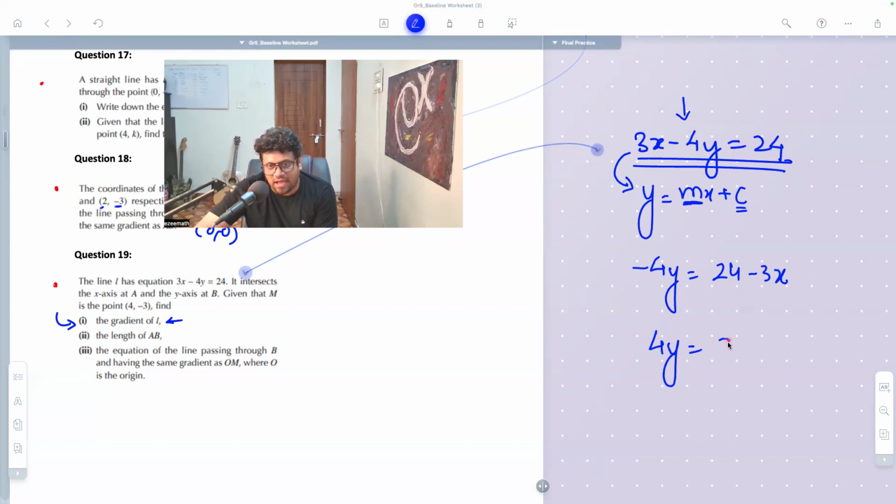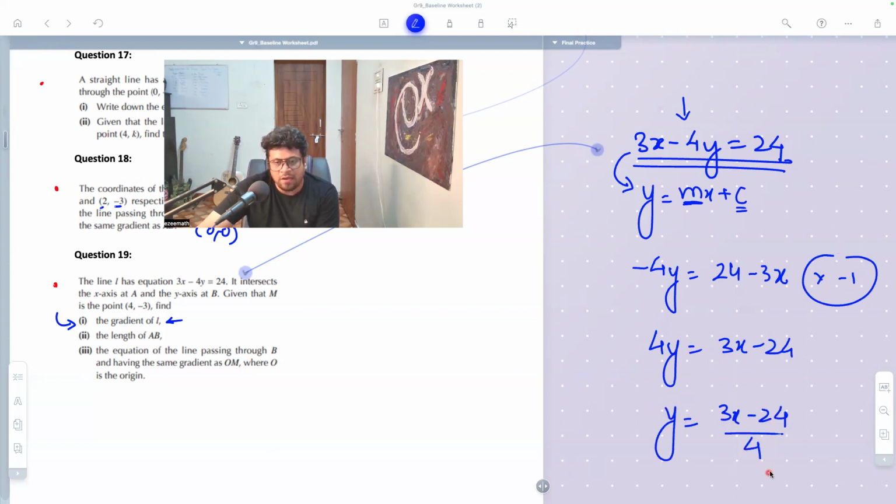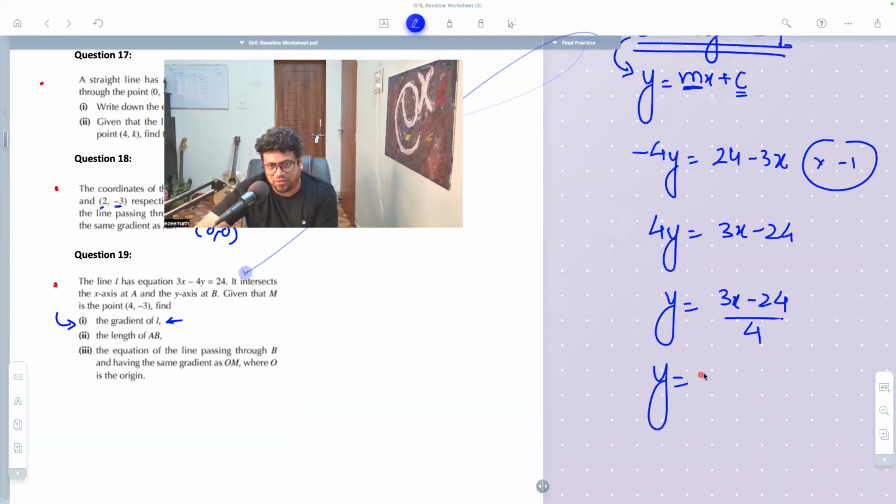4y is 3x minus 24. That's multiplying both sides by -1. y comes out to be (3x minus 24) divided by 4. Now let's separate them into fractions so that I can clearly see what the m value is.